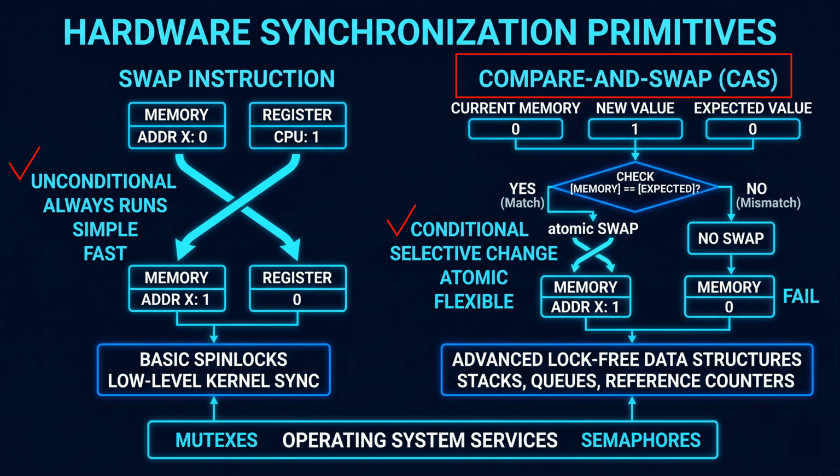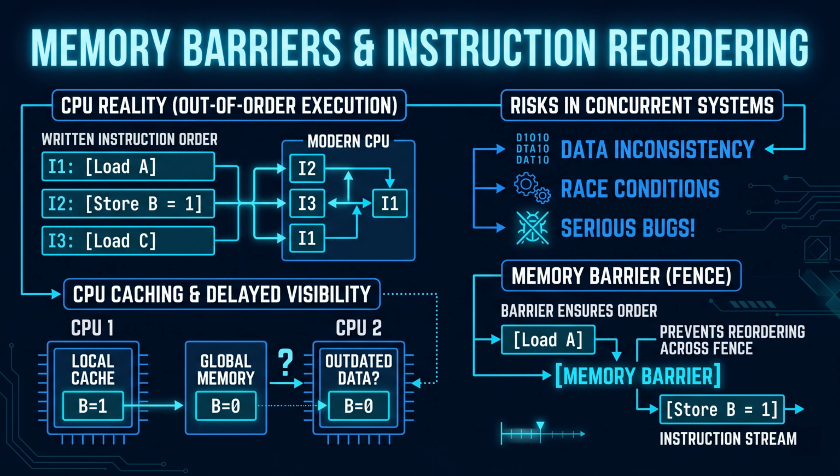Swap, on the other hand, is simpler and often very fast. Because of that simplicity, it has historically been useful for implementing basic spin locks and low-level kernel synchronization. In many systems, the operating system relies on these primitive instructions to build higher-level synchronization tools. So even if developers today often work with mutexes or semaphores, the hardware underneath may still be using concepts like swap. Now let's move to something less visible but equally critical: memory barriers, also called memory fences.